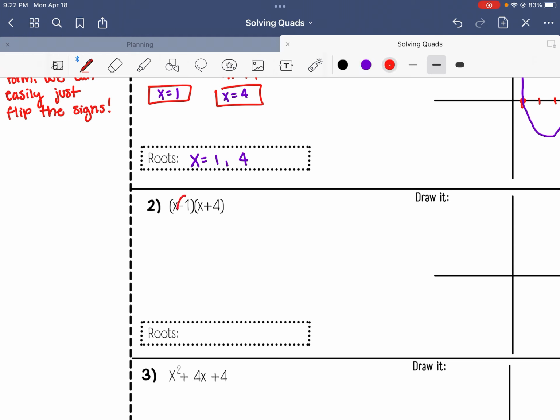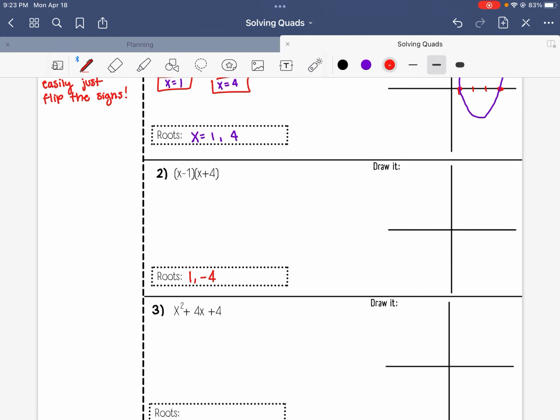So let's go ahead and try a little hack with the second problem. Right here I have a negative 1, so I know that one of my answers is going to be a positive 1. You could put positive right here, or you can just leave it as 1. It doesn't matter. Right here I have a positive 4, so this is going to turn into a negative 4.